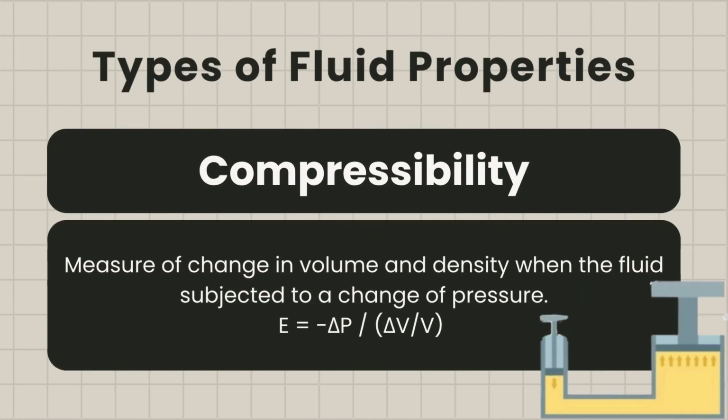The second fluid property is compressibility. The compressibility of a fluid is a measure of change in volume and density when the fluid is subjected to a change of pressure. The usual quantity used to measure this phenomenon is the bulk modulus of elasticity, or simply bulk modulus E.